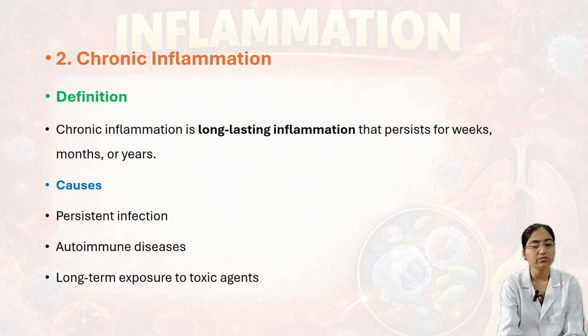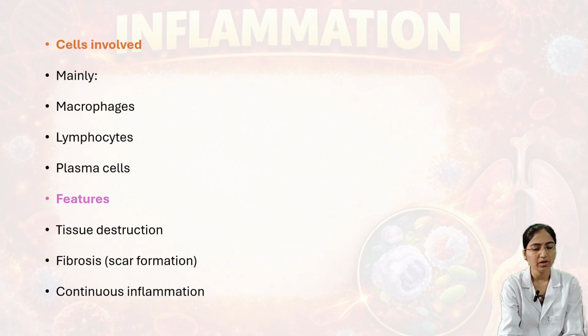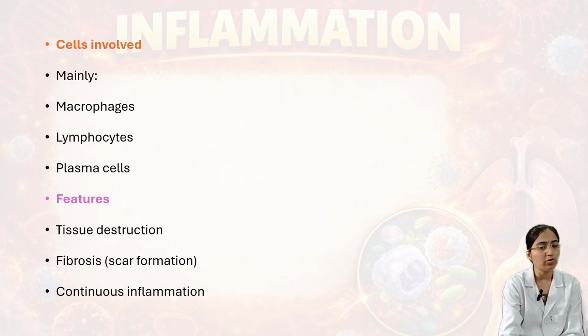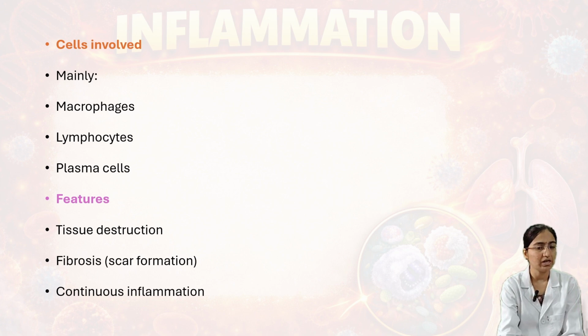What are the causes of chronic inflammation? Here, persistent infection, autoimmune diseases, and long-term exposure to toxic agents. These are the causes. Next, we'll see the cells involved. Mainly here, macrophages, lymphocytes, plasma cells. In acute inflammation, neutrophils are the major cells. But here, macrophages, lymphocytes, and plasma cells.